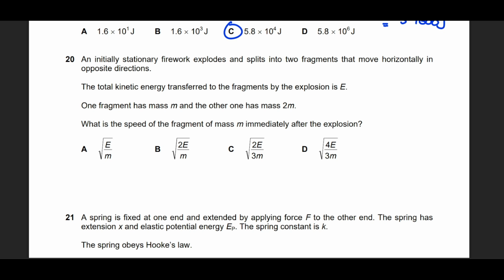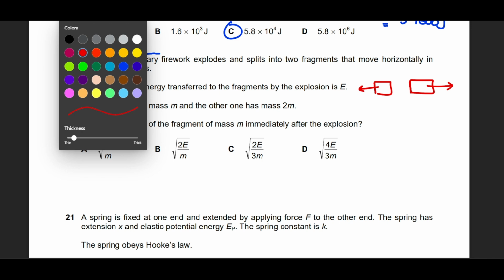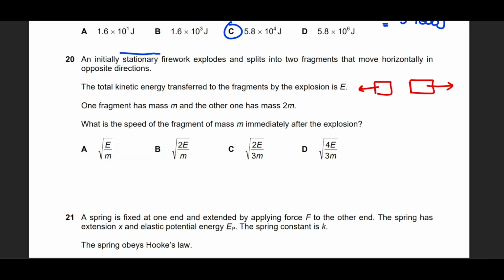Question number 20, an initially stationary firework explodes. And when it is stationary, this is important, that the initial momentum is 0, right? It splits into 2 fragments that move horizontally in opposite directions. Very easy to visualize. So one of the fragments is moving in this way and one of the fragments is moving in this way after the explosion. So before the explosion, the momentum was 0. So after the collision, it should be 0.